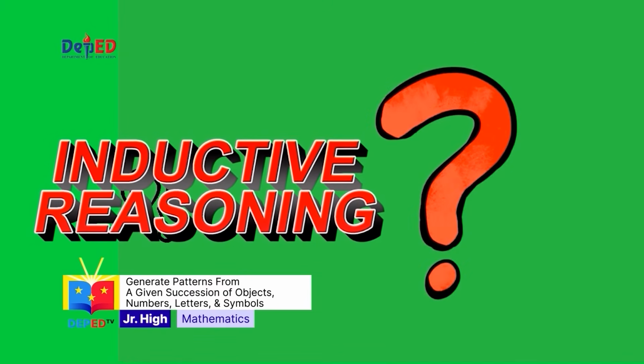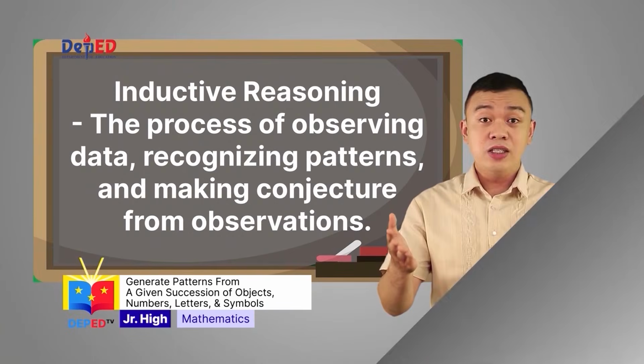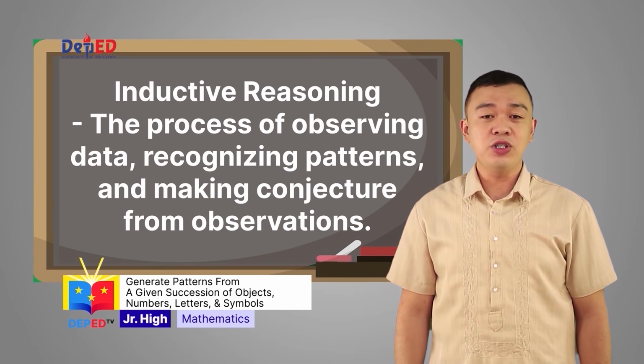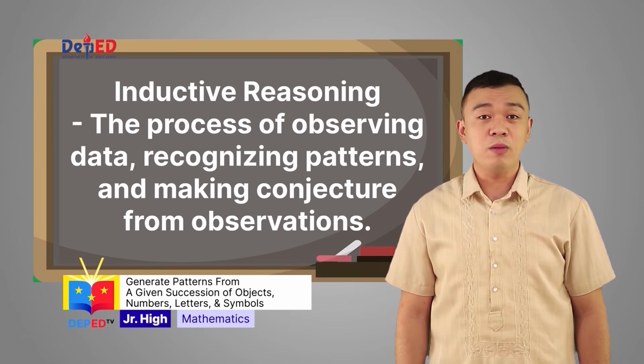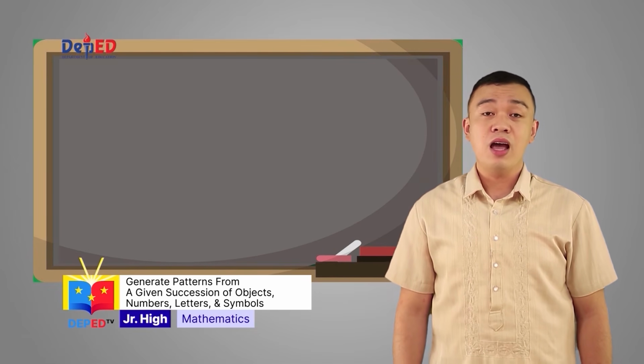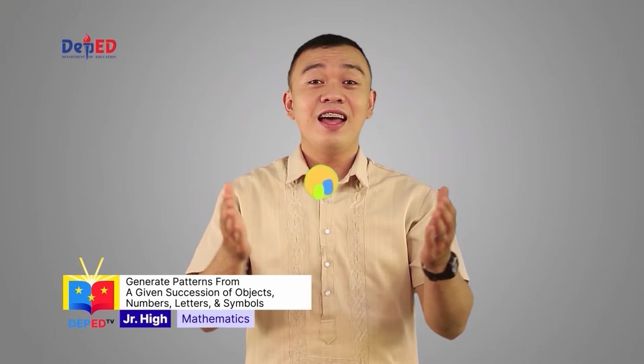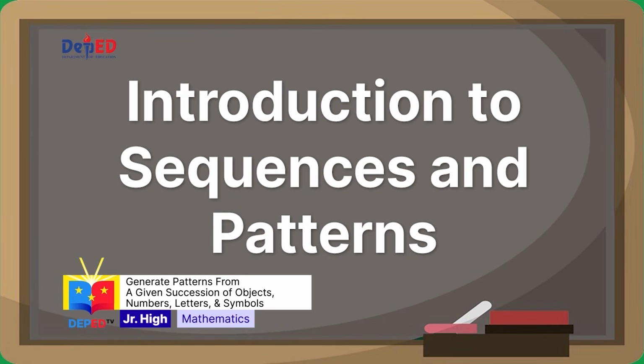But what does inductive reasoning mean? Inductive reasoning is the process of observing data, recognizing patterns, and making generalizations or conjecture from observations. A conjecture is a conclusion made from observing data or an educated guess. At this point, you are about to learn the introduction to sequences and patterns. To understand better how to generate patterns, you will have to perform this simple activity.